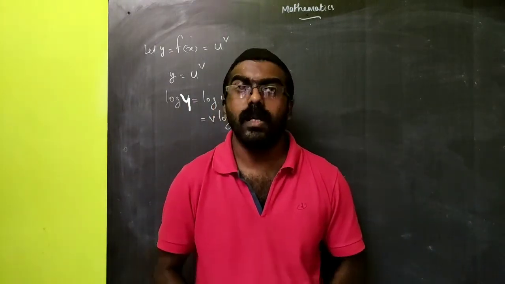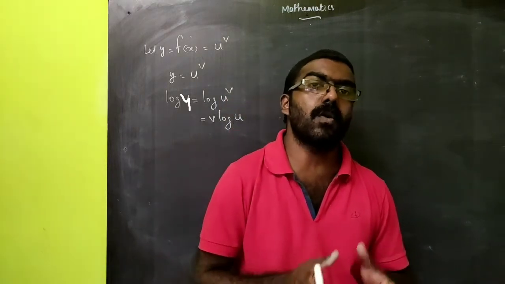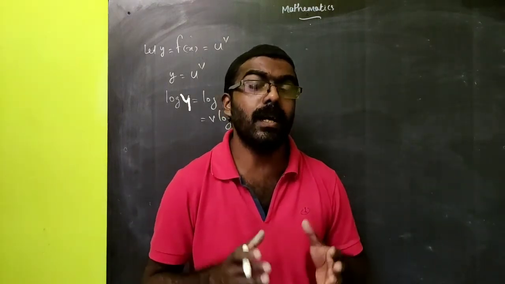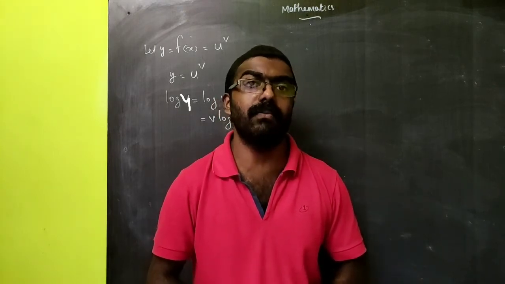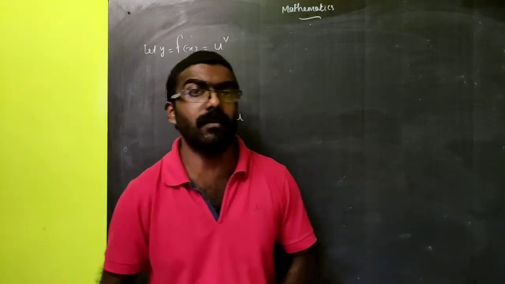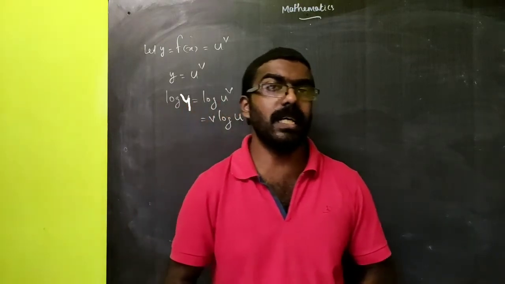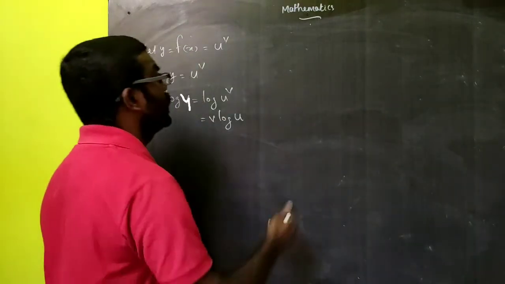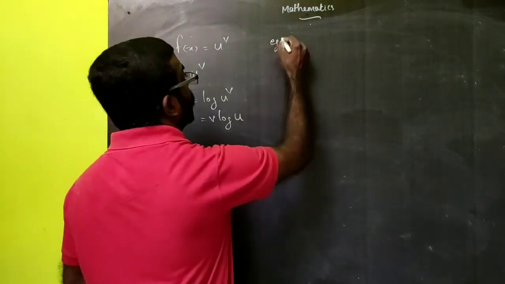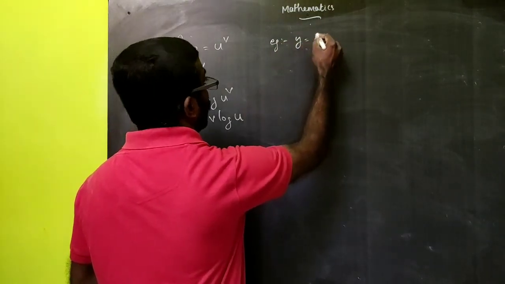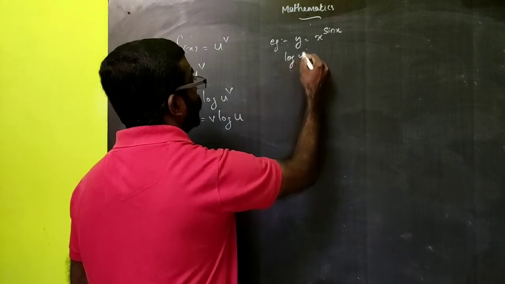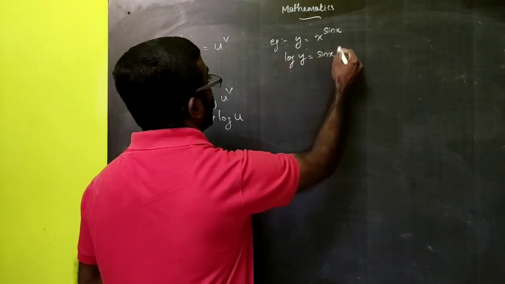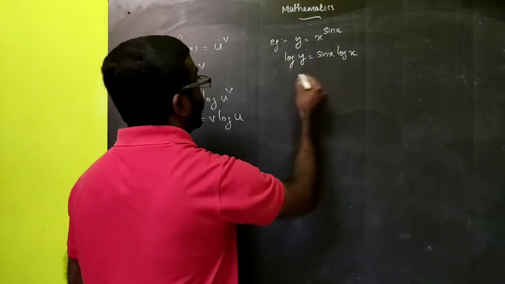If a function consists of a product or a quotient of a number of functions, then also we apply logarithmic differentiation. Let us consider an example. We have to differentiate x raised to sine x with respect to x. y is equal to x raised to sine x. Now we can take logarithm on both sides: log y is equal to sine x log x. Differentiate with respect to x.